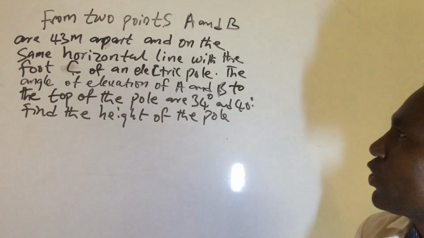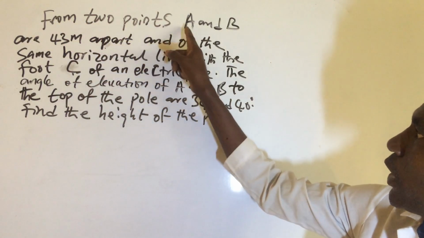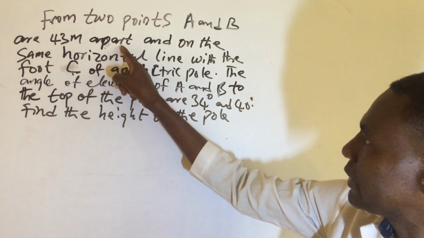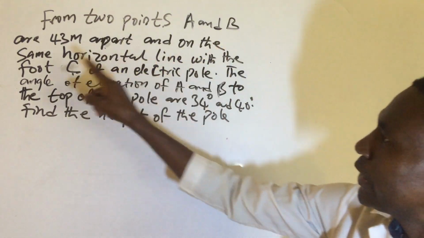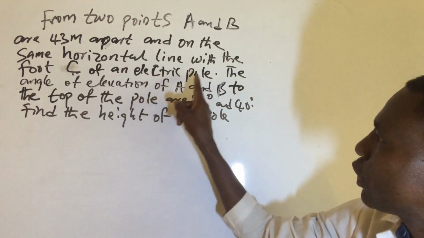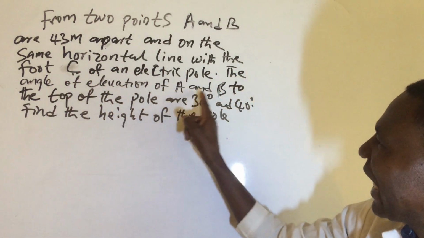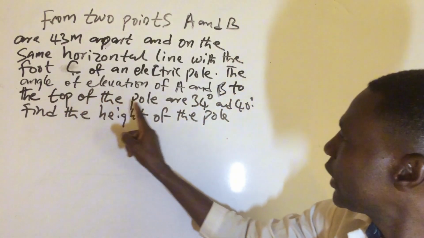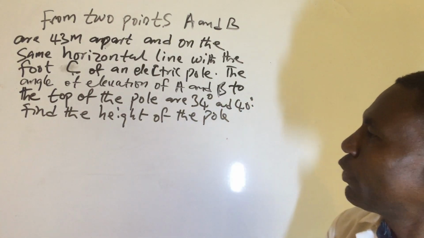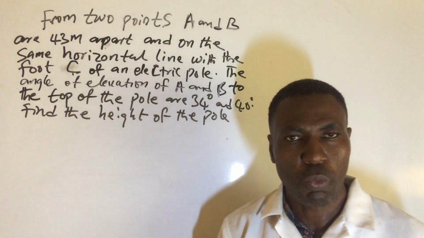Now, the question says that two points A and B are 43 meters apart and on the same horizontal line with the foot C of an electric pole. The angles of elevation of A and B to the top of the pole are 34 degrees and 40 degrees. Find the height of the pole.